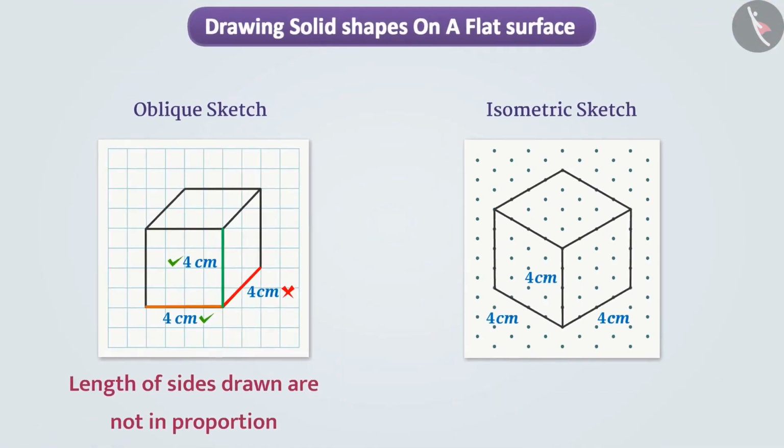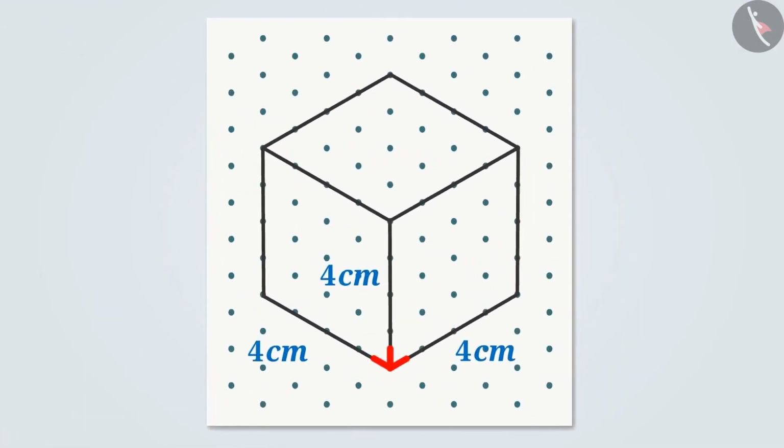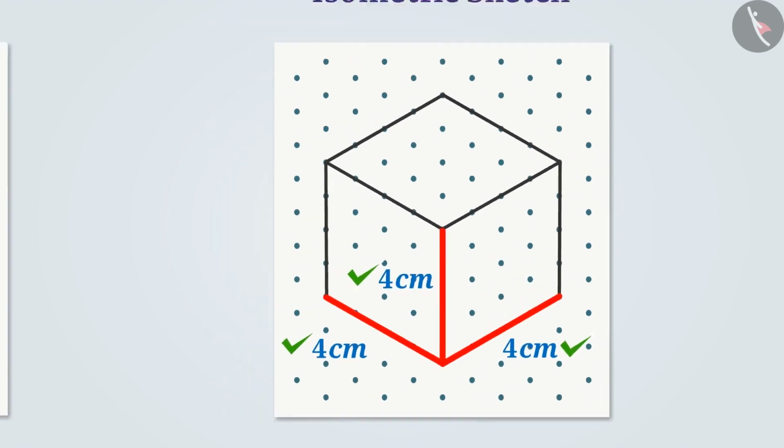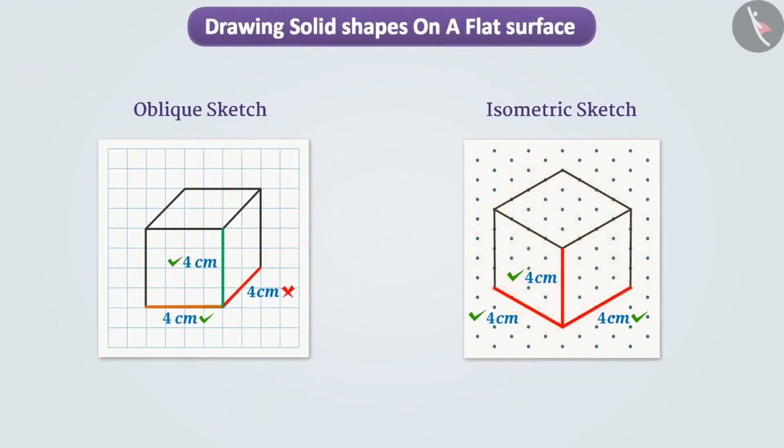In the picture drawn using the isometric sketch, we see that the lengths of the sides are kept in the same proportion. For example, here the lengths of three edges are proportional. A proportionate drawing is drawn on an isometric dot sheet. Now, let's learn how to draw them.